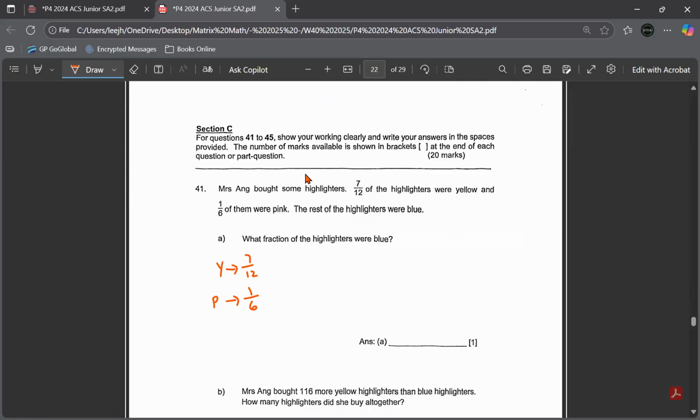So I need to convert to the same denominator, times 2. So pink is 2/12. So I want to find blue. I take away the fraction for yellow and pink from one whole. Like this: one whole minus 7/12 minus 2/12. It is 3/12. But this one still has to be simplified. You divide by 3. Equals 1/4.